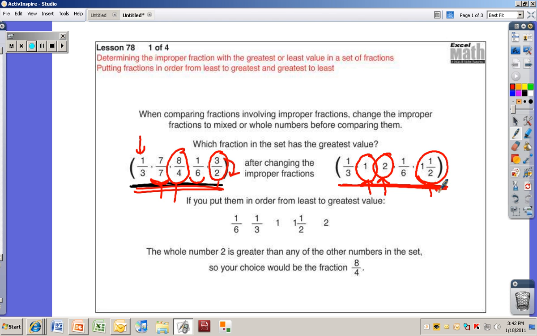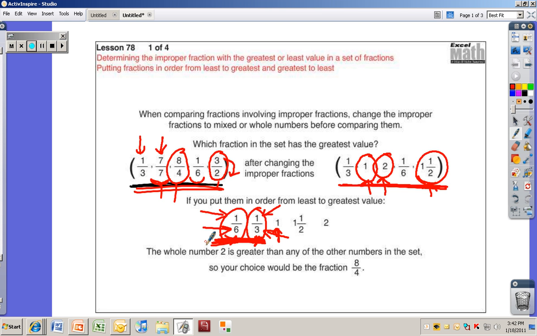The smallest fraction is 1/6, and 1/6 is smaller than 1/3 because if you take a pizza and you cut it into 6 pieces and you eat one of those 6 pieces, it's a much smaller piece than if you cut the pizza into 3 pieces and eat one of those pieces. So 1/6 is smaller than 1/3. 1 would be the next biggest number, and so that means 7/7 is the next biggest fraction. The reason is that 1 is larger than either one of these other two fractions. Both of those fractions are less than 1.